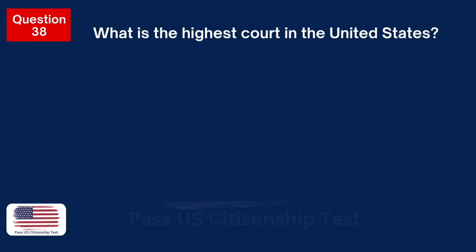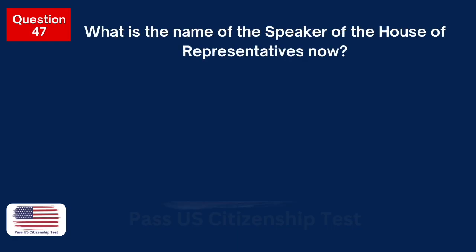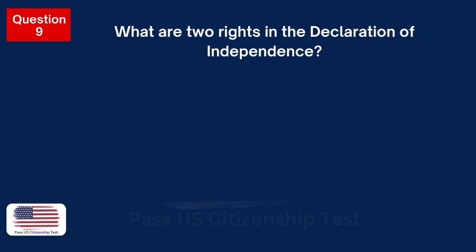What is the highest court in the United States? The Supreme Court. In what month do we vote for president? November. What is the name of the Speaker of the House of Representatives now? Mike Johnson. What are 2 rights in the Declaration of Independence? Life, liberty.